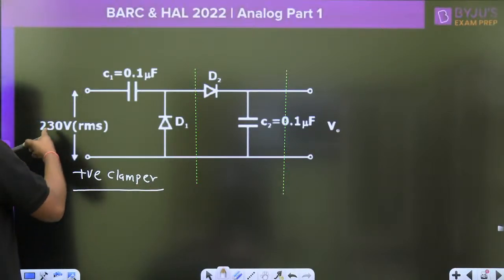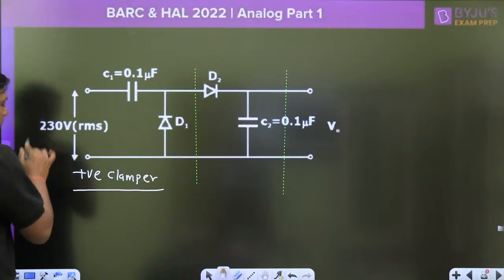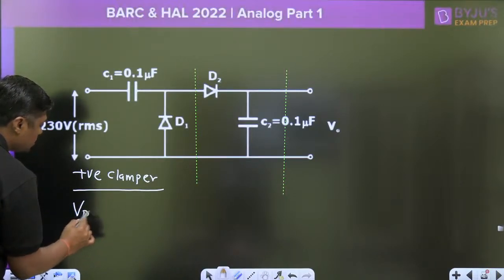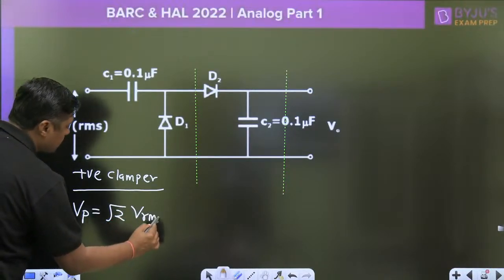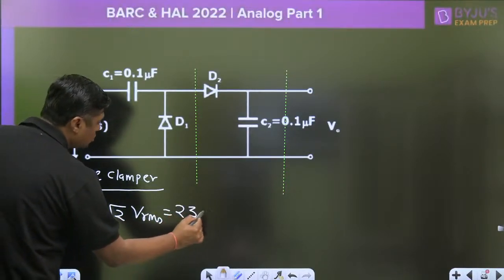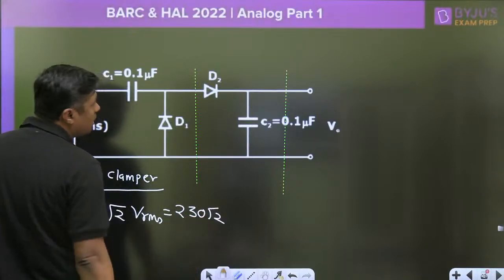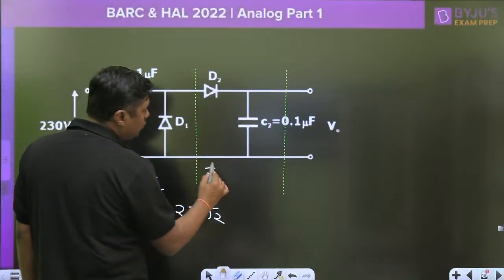Right. Now this is the RMS value. So what is the peak value? The peak value is equal to √2 times the RMS value for a sinusoidal signal. It will become 230 into √2. Now this is called a positive peak detector.